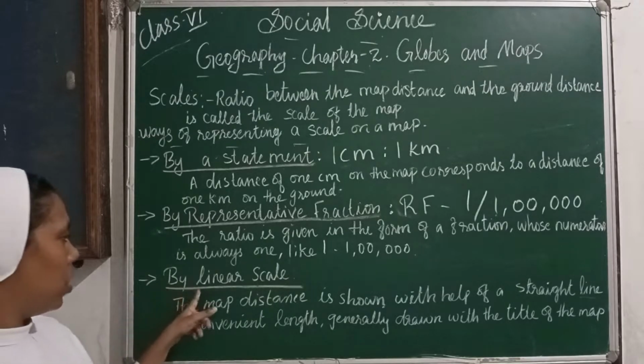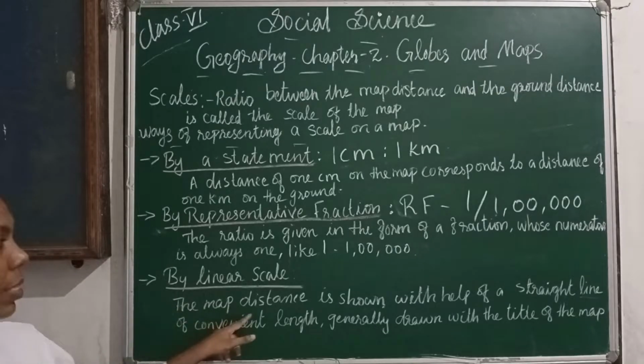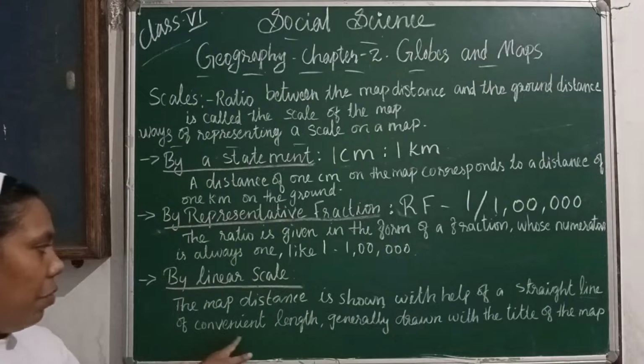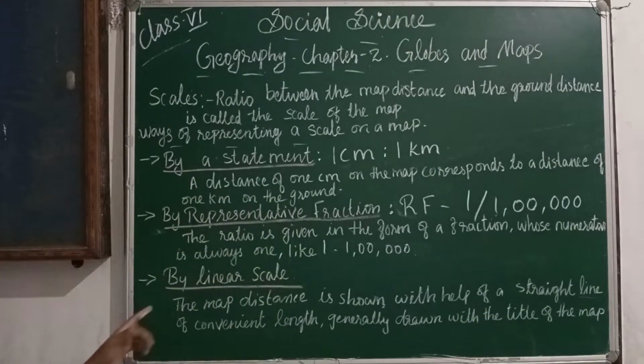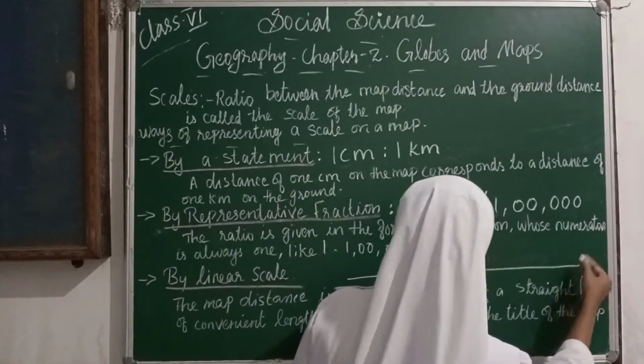And you can see the next one, the linear scale. The map distance is shown with the help of a straight line of a convenient length, generally drawn with the title of the map. This linear scale shows the map distance with a straight line.